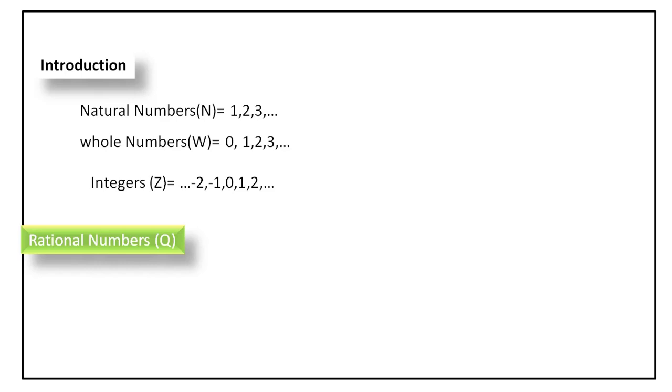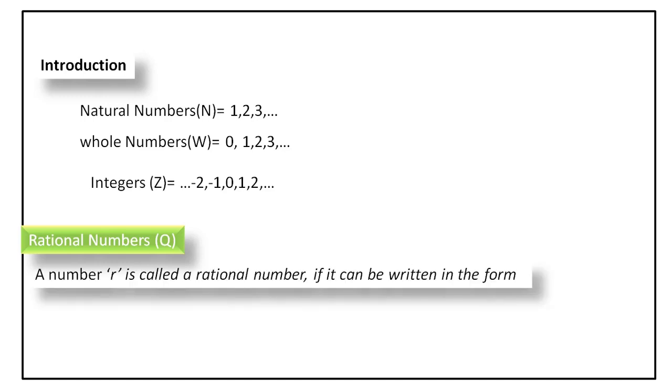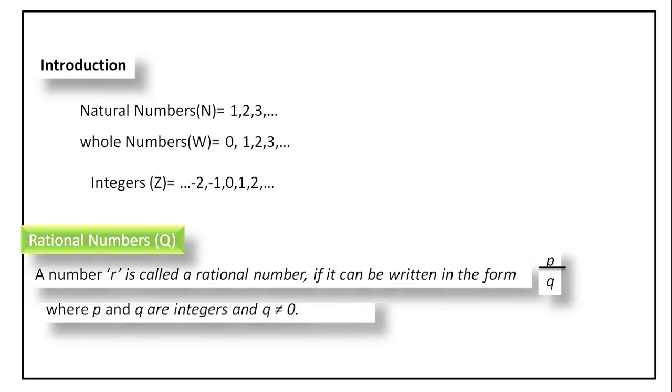Natural numbers start from 1, 2, 3, etc. to infinity. Whole numbers start from 0 to infinity. Integers start from negative numbers, 0 and positive numbers. It includes negative, 0 and positive numbers. A number is called a rational number if it can be written in the form p by q, where p and q are integers and q is not equal to 0.